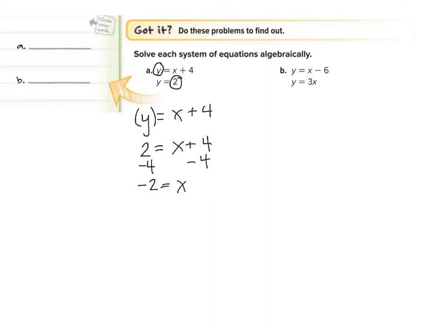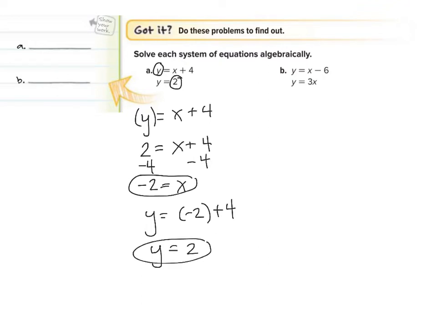Now I can substitute in x for the equation. So y equals negative 2 plus 4. So when x is negative 2, y is 2. So then the ordered pair for this system of equations would be negative 2, 2. And so that would be the ordered pair and the answer for A. Negative 2, 2. Okay, let's solve B.